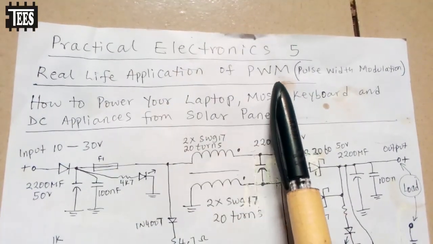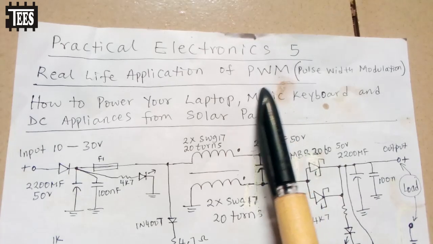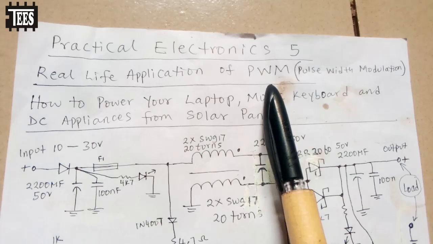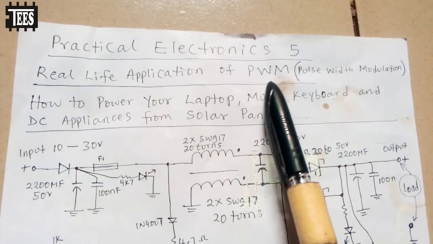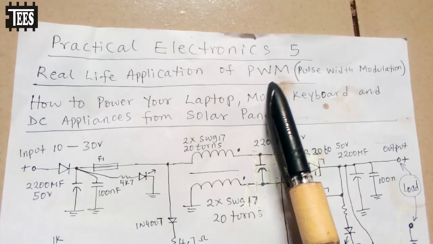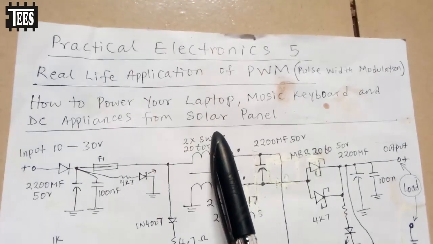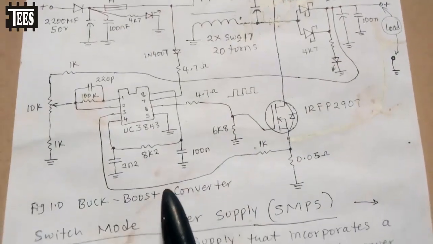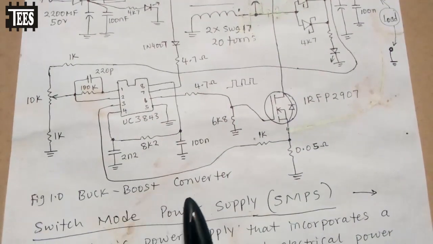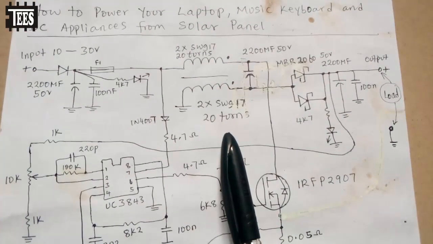what is this PWM about? This system is what our phone charger, laptop charger, many other power supplies, your solar charge controller, they make use of. So we want to see how this is applied in real life. So let's take a look at the circuit diagram. So this is a buck boost converter.